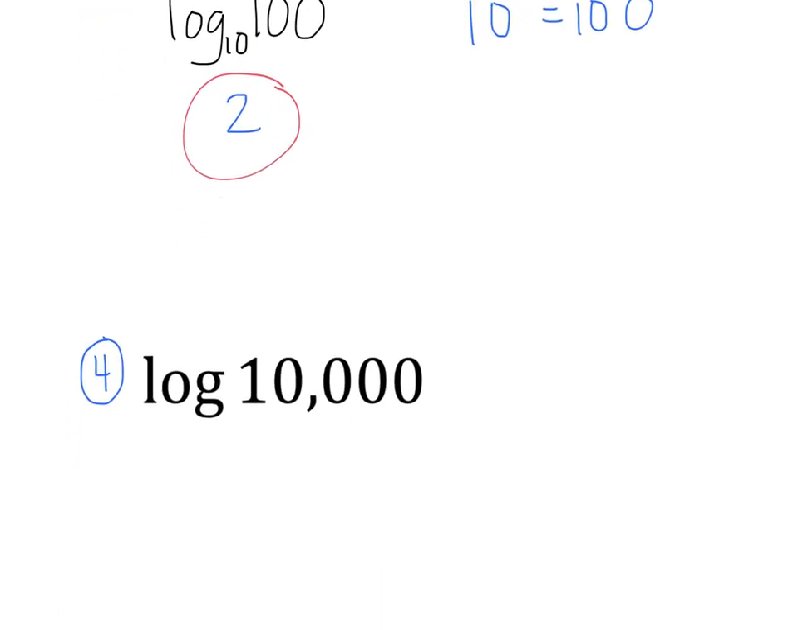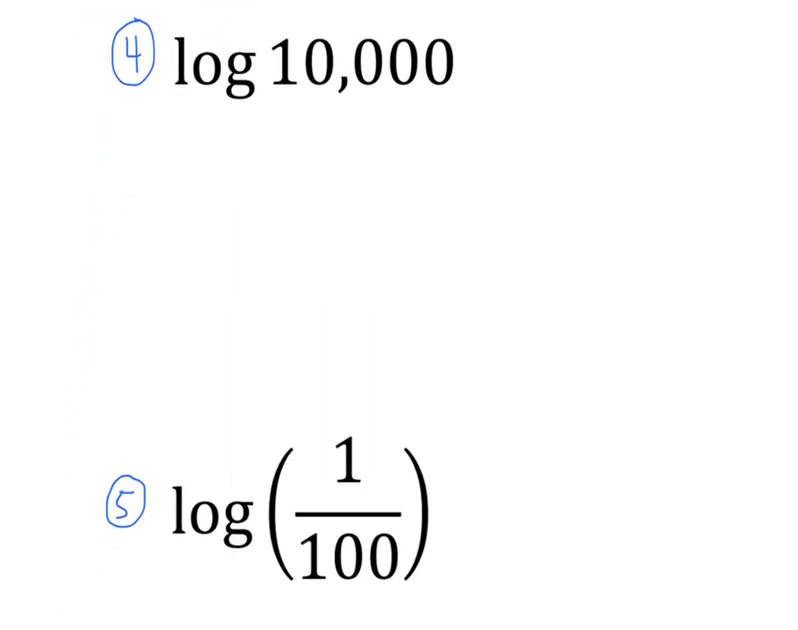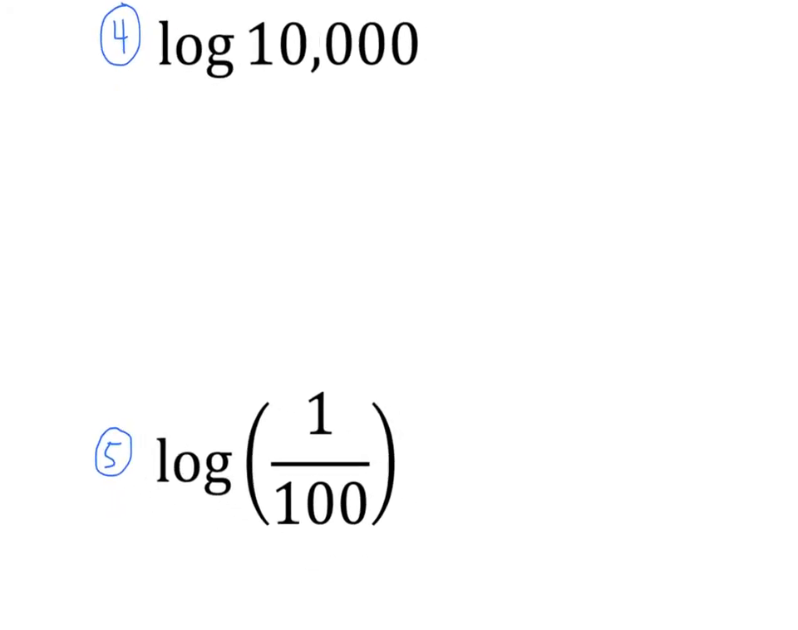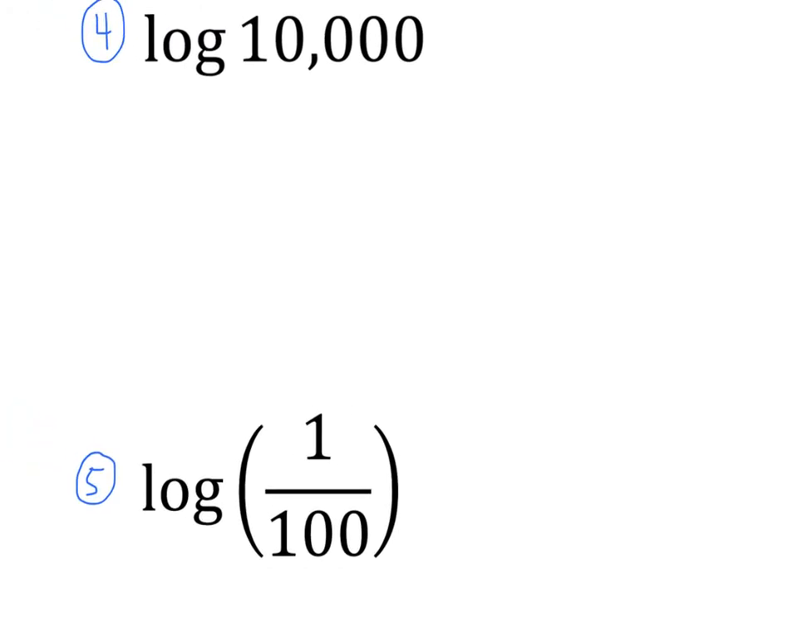Okay, let's look at some other ones. Same thing. You've got these two logarithms: log of 10,000 and log of 1 over 100. When we say these, you can either just say it that way, log of 10,000, or if you want to say the base, you can. And remember, when you've got a common logarithm, it just means the base is 10. So this is actually the same thing as log base 10 of 10,000. Same thing here. This is the same thing as log base 10 of 1 over 100. Can you please pause and evaluate these logarithms?